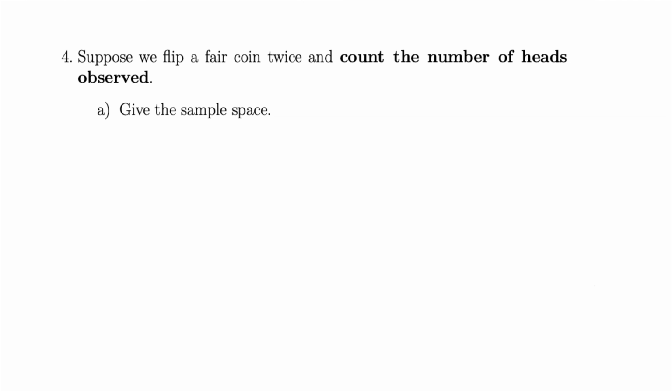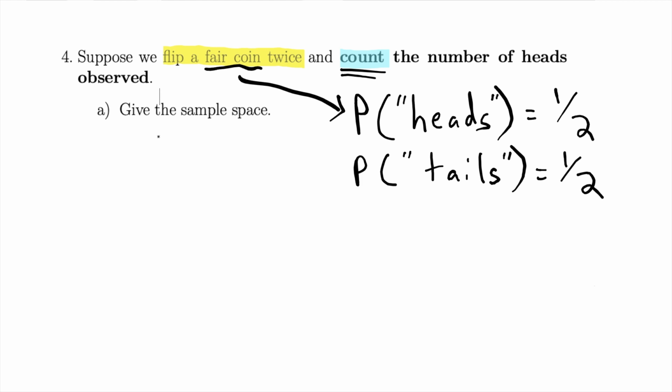It might be a good idea to try some of these problems before you see them worked out in this video. Let's get started with number 4 here. The probability experiment that is happening in this problem is we are flipping a fair coin twice and we are counting the number of heads that we see. And we're told in part A here to give what's called the sample space. That is the set of all the possible outcomes for this particular experiment.